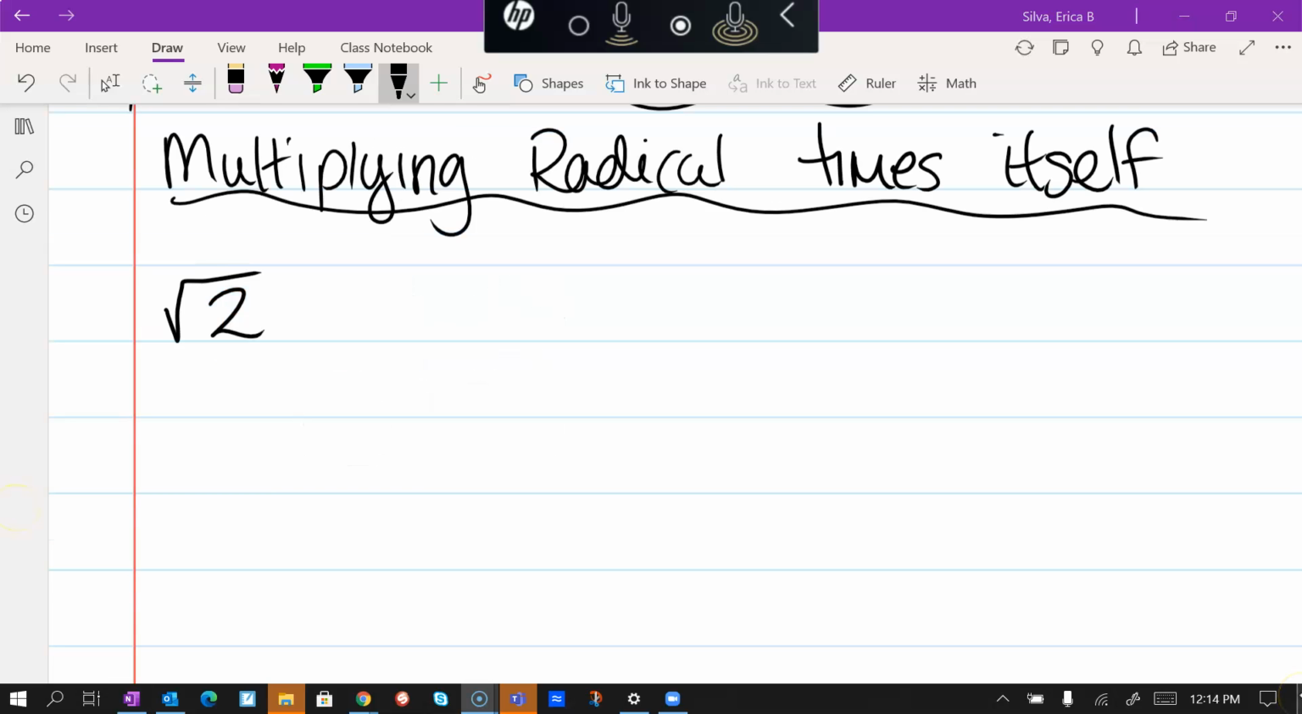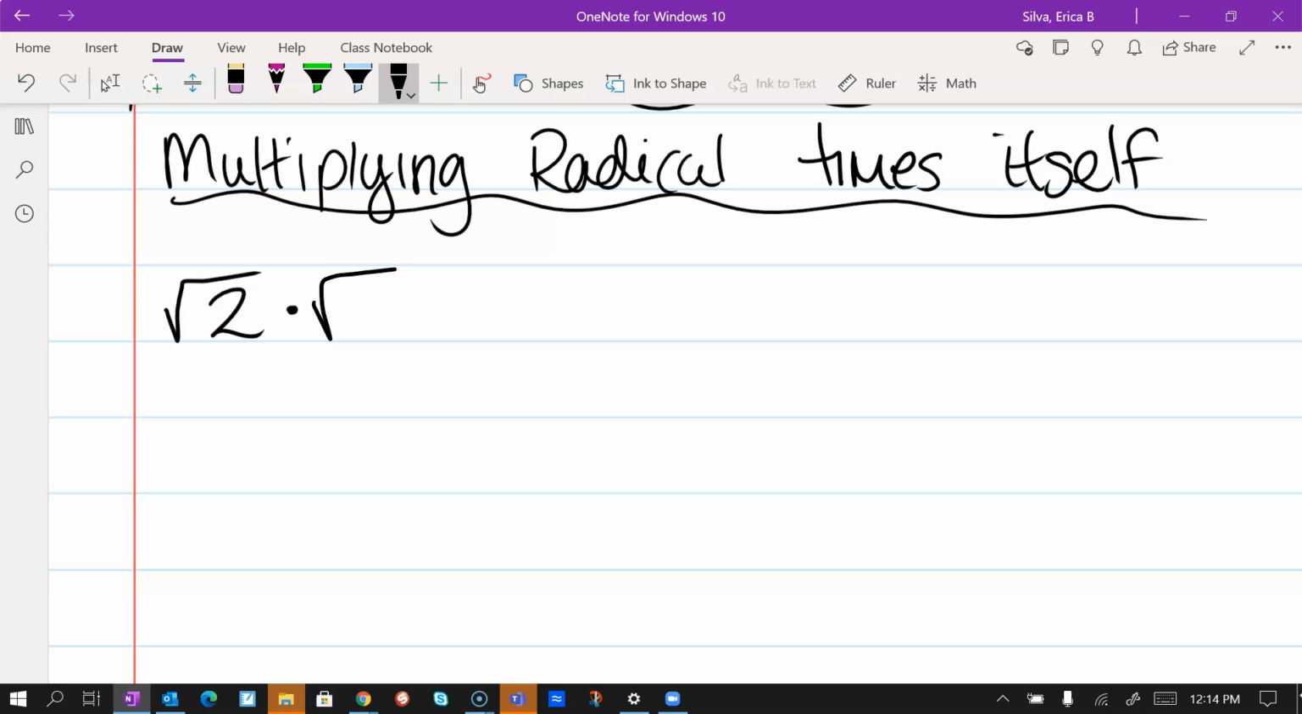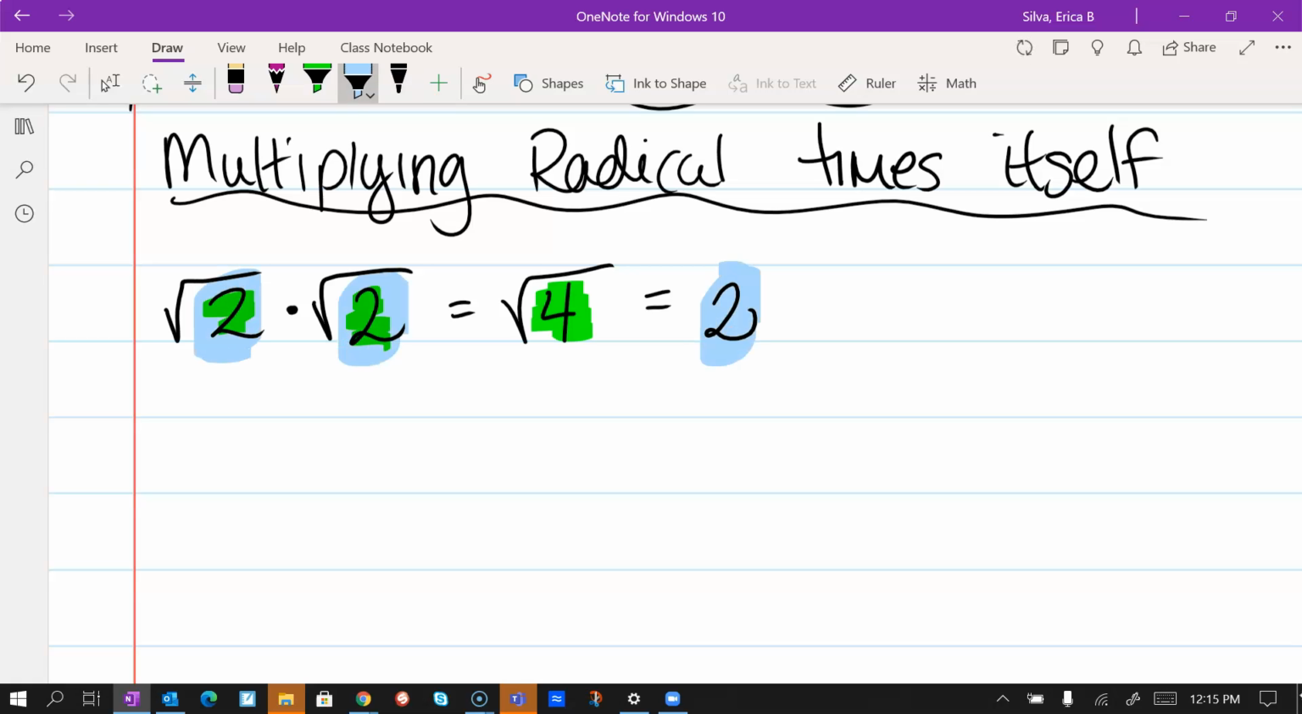If I multiply the square root of 2 times itself, that means I'm multiplying square root of 2 times the square root of 2. Which means we go 2 times 2, and what is 2 times 2? 4. And what's the square root of 4? Oh, look, we're back at 2.